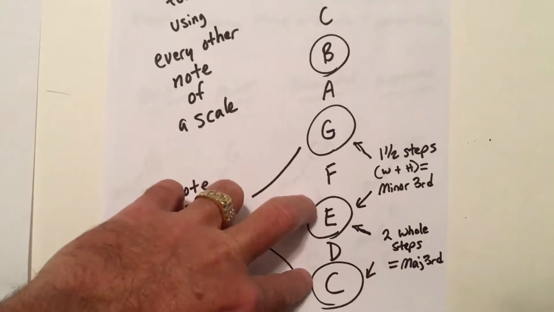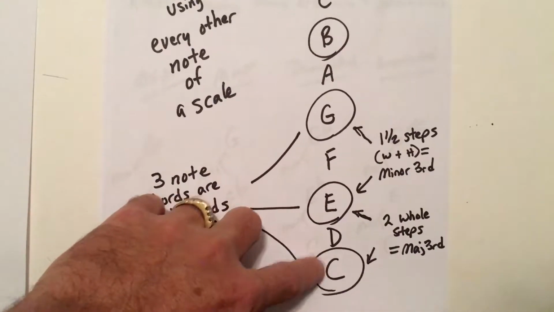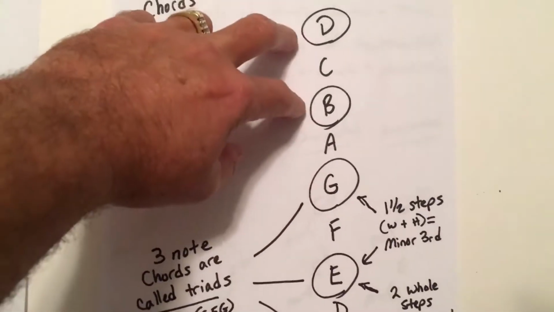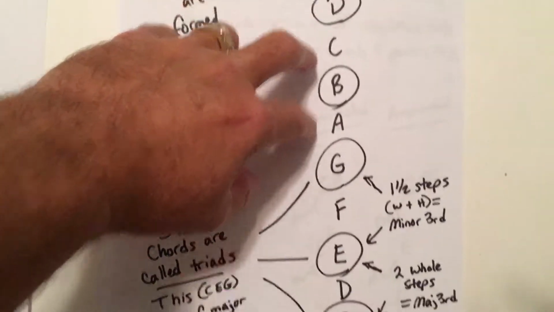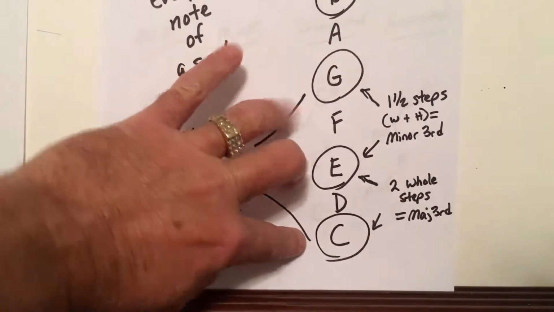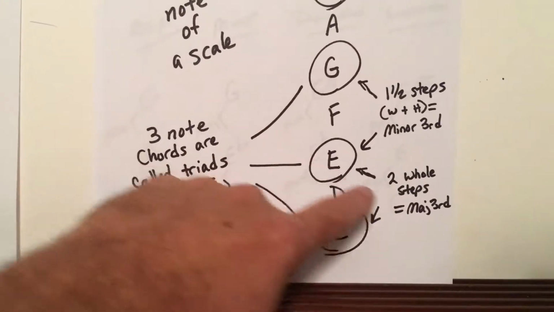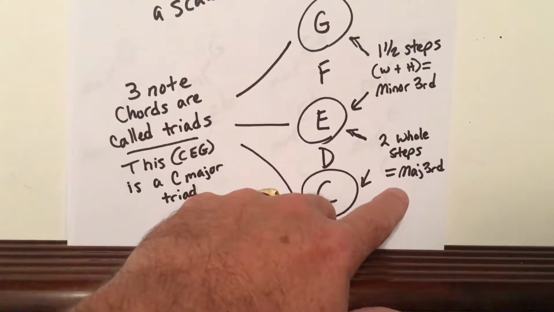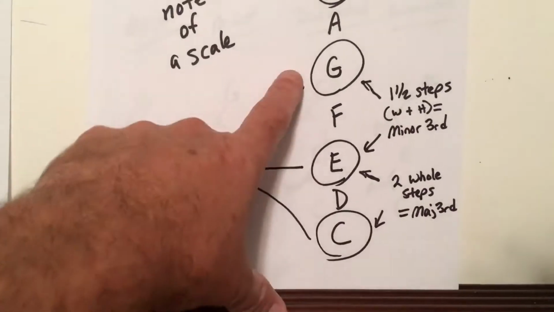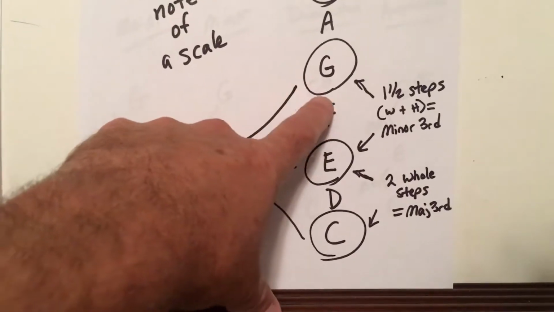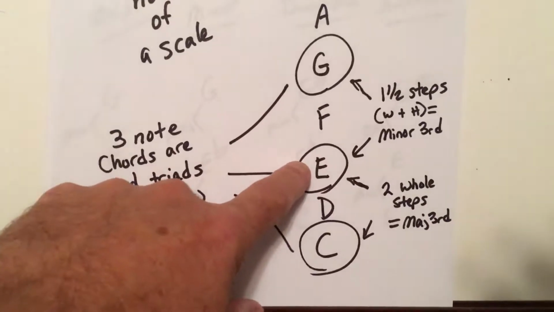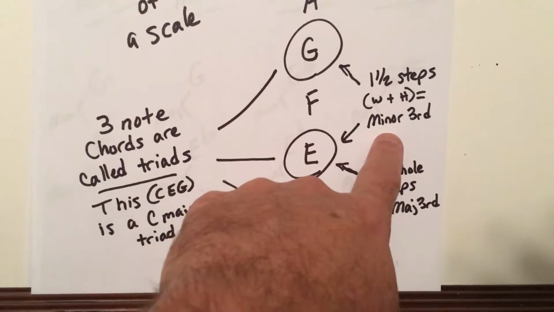So these chords are built in thirds, right? This is a second, this is a third. So this is a third, this is a third, this is a third, this is a third. So chords are built in thirds. But notice that the thirds are not equal. From C to E is 2 whole steps, a major third. From E to G is only a step and a half, 1 whole step, 1 half. 1 1/2 steps equals a minor third.